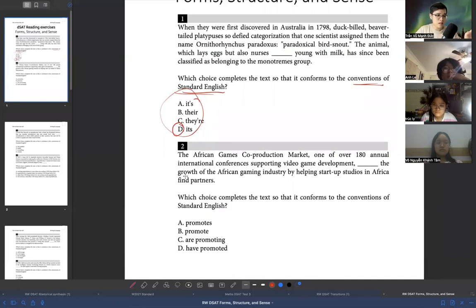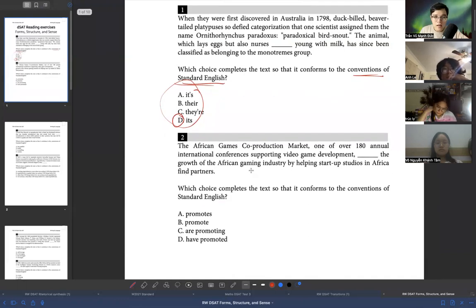So for example, the second one, let's say I just find that this is the conventions of standard English kind of question. So I just walk through the options: promote, are promoting, have promoted. If you guys are quick, you can see that only this one has a singular form, whereas this one has a plural. This one is also plural. This one is also plural. So this is one of the common cases on the SAT.